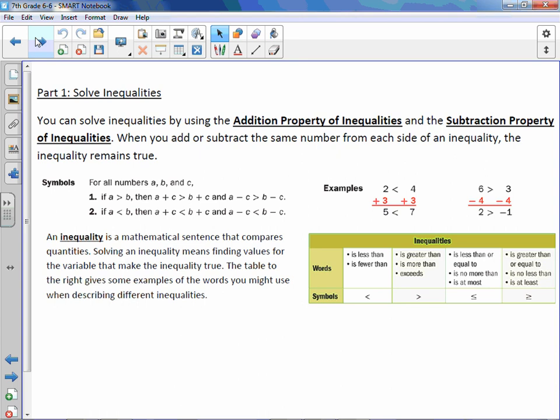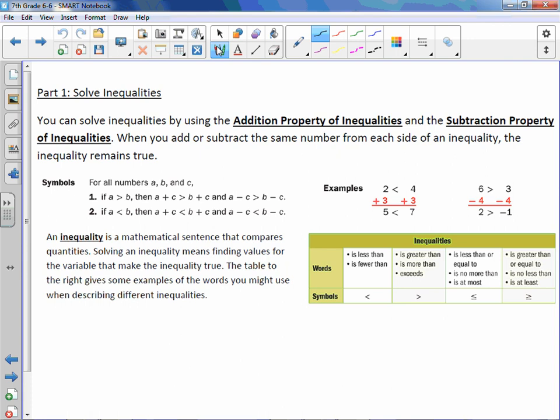We are going to solve our inequalities the same way we would solve an equation. There's just an added step to graphing. An inequality is a mathematical sentence that compares quantities. Solving an inequality means finding values for the variable that make the inequality true. The table to the right gives some examples of the words you might use when describing different inequalities, and we're going to add to this a little bit as well.